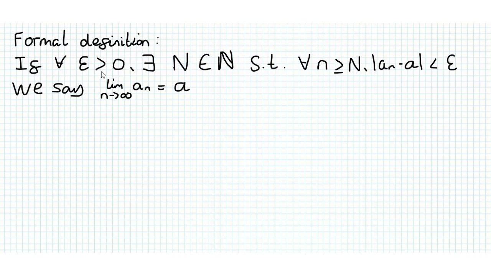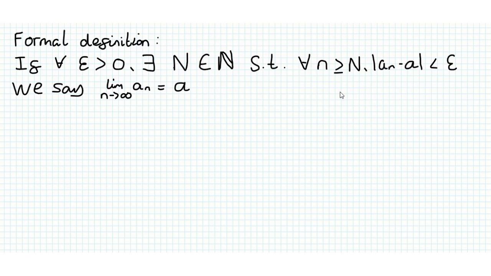So if you think about this modulus, this essentially represents the distance between our term in the sequence a_n and our limit a. So for any epsilon, if we can find some term such that that term and all the terms beyond it have a distance from our limit less than epsilon, then we've formally proved that a is our limit of the sequence.